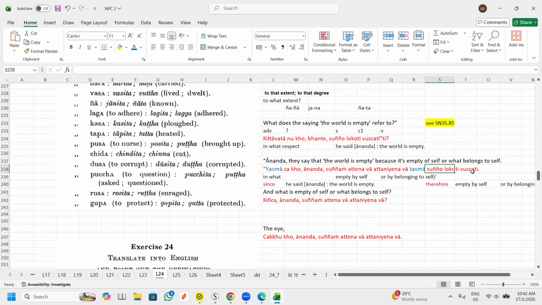Say, he says, Ananda says, the world is empty. The world is empty. Okay, can you see the world is empty? Then you use this one, "since, therefore". You see, this is "therefore", start from here. Okay.